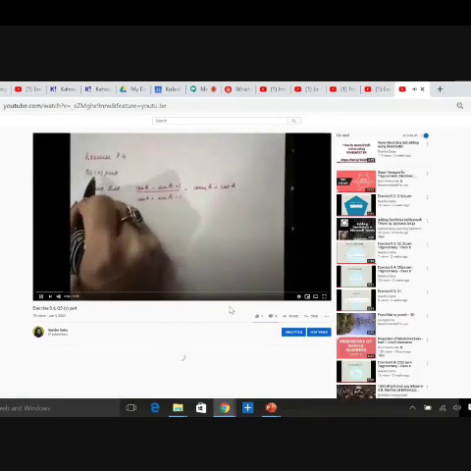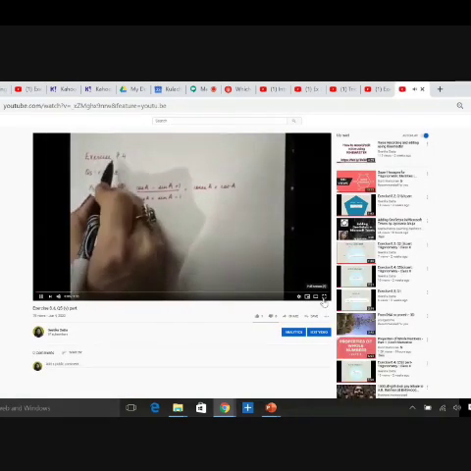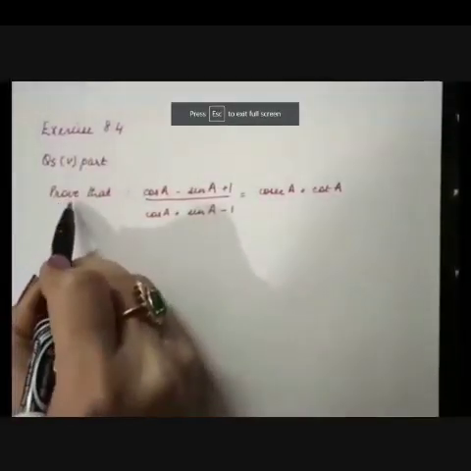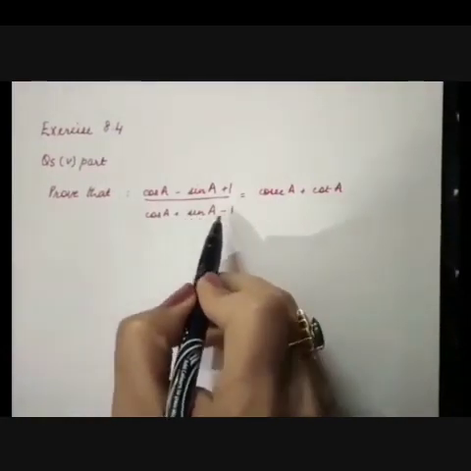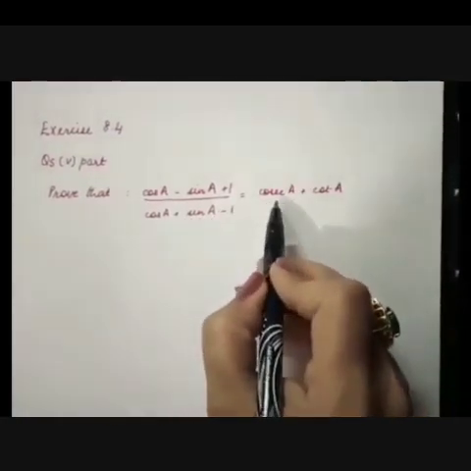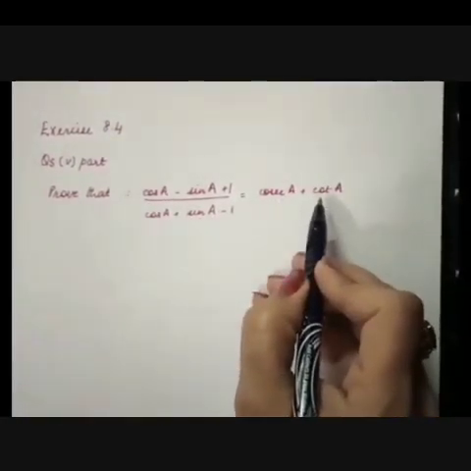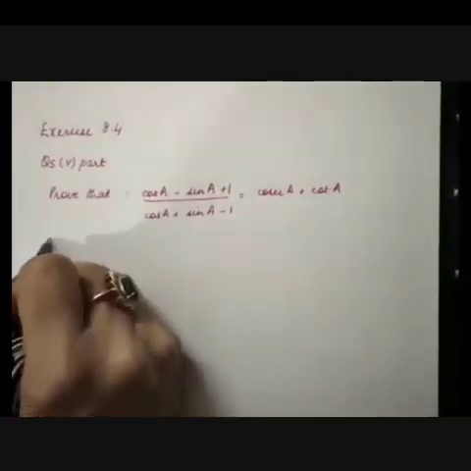We are doing the fifth part of question number 5 of exercise 8.4. We need to prove that (cos A minus sin A plus 1) upon (cos A plus sin A minus 1) is equal to cosec A plus cot A. We will begin with the left hand side.